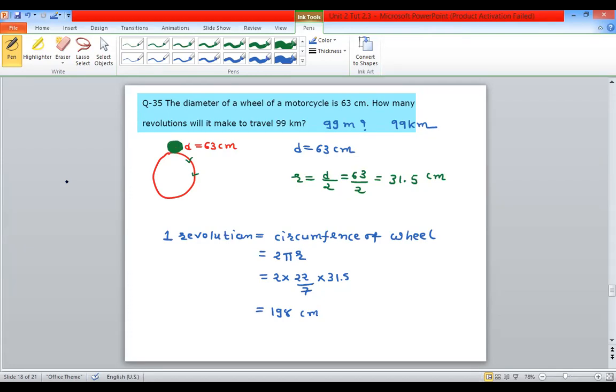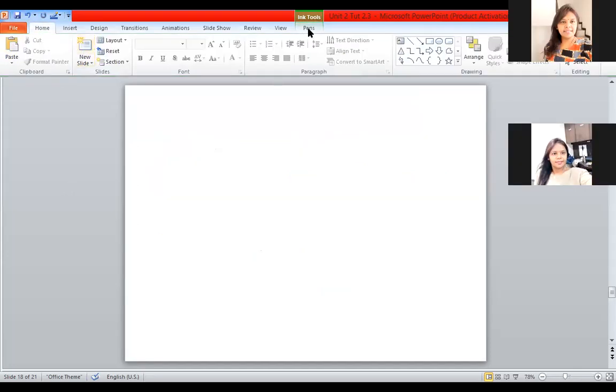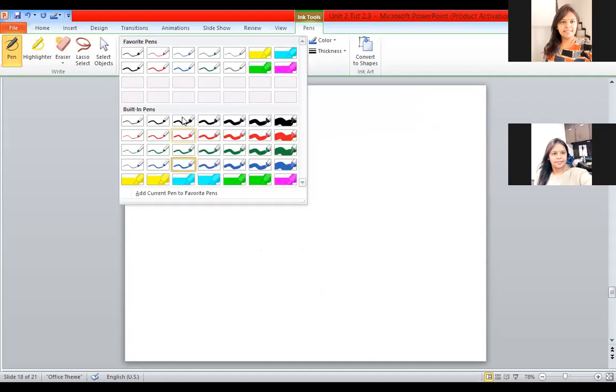Which is easy. First of all, I convert the 99 kilometer into the centimeters.